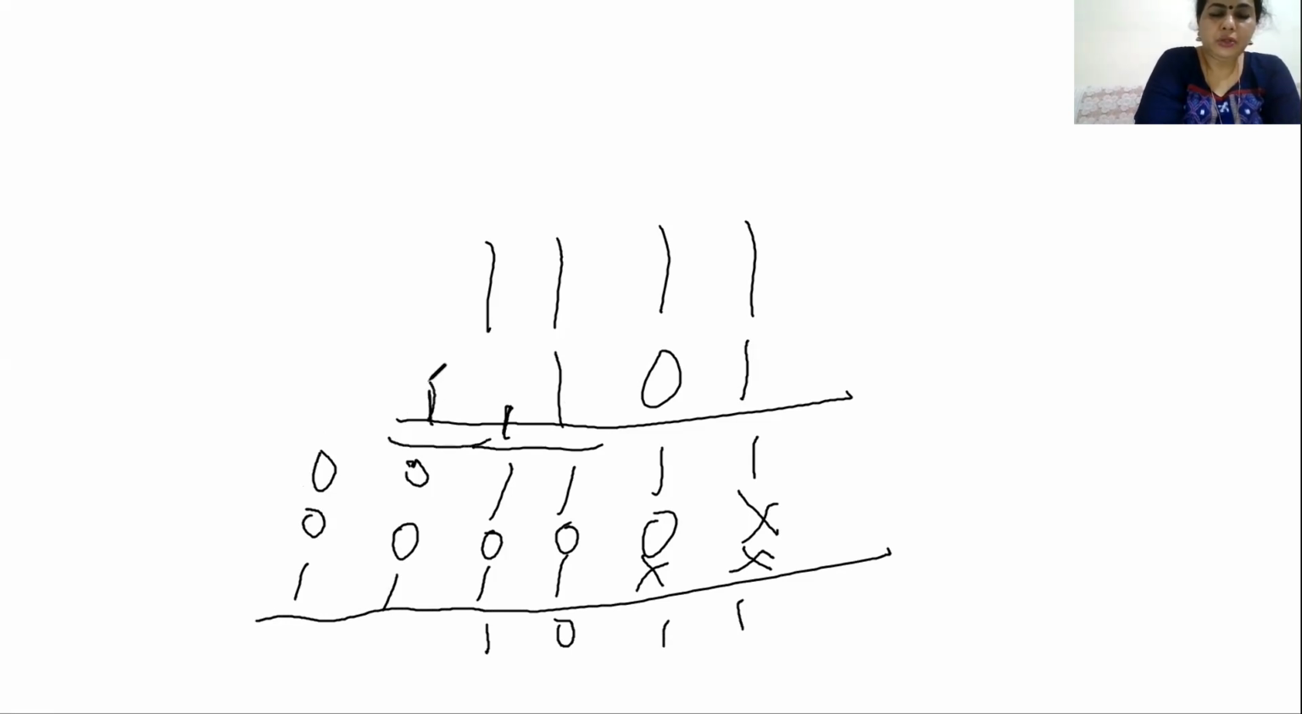Okay, now that will be 1 plus 1, that is 1 0. Then 1 plus 1, it is carried the 1 again. So 1 plus 1 is 1 0. So what is the number? 1 0 0 1 0 1 1.